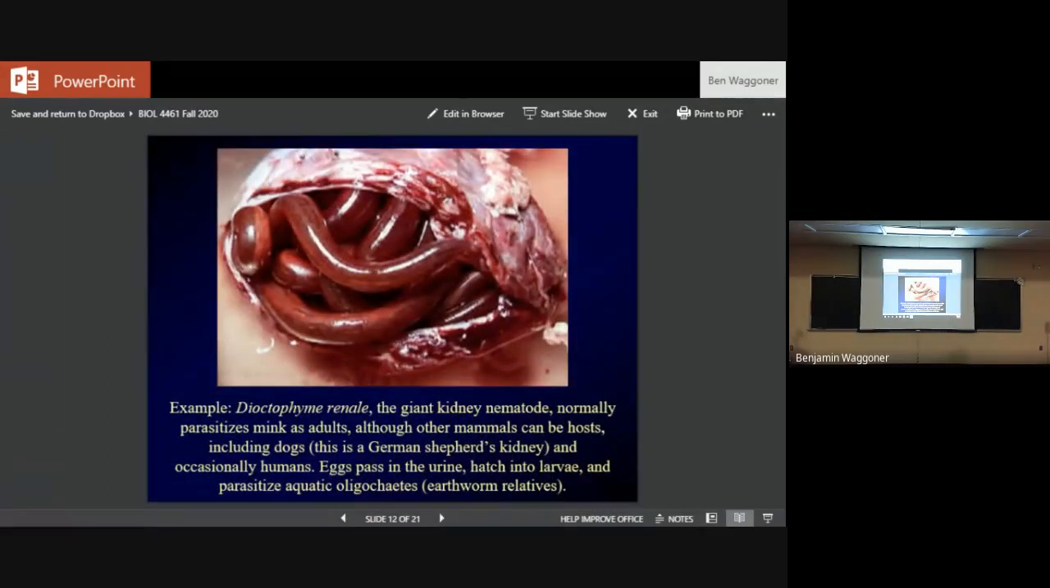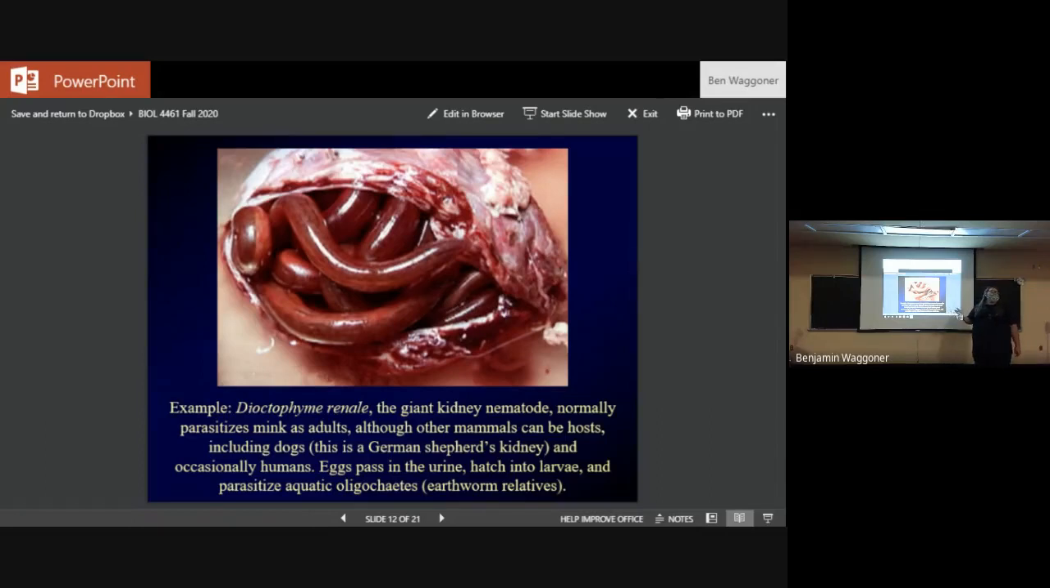Oh, this is fun. Sorry about the picture. That's a German Shepherd's kidney that has been basically completely replaced by a giant roundworm called Dioctophyma renale. Yeah, the kidney is basically reduced to a little shell of tissue surrounding an enormous worm. Yes, you. Anybody still want to be a vet? Anyway, it can parasitize your dogs, but in nature, the definitive host would be mink.